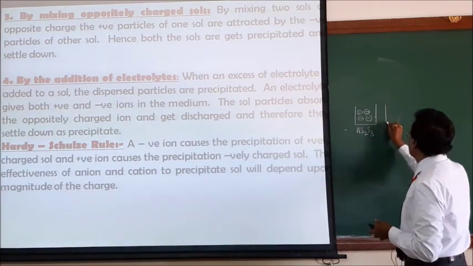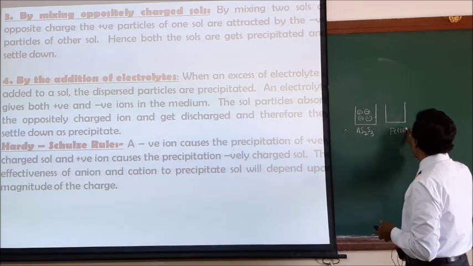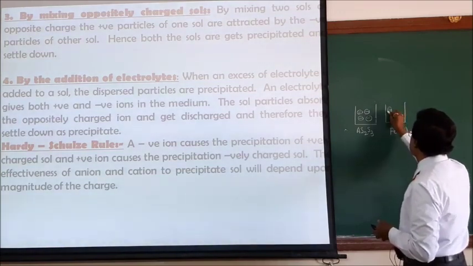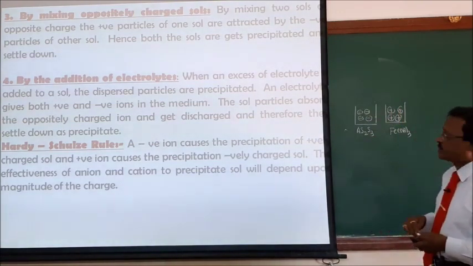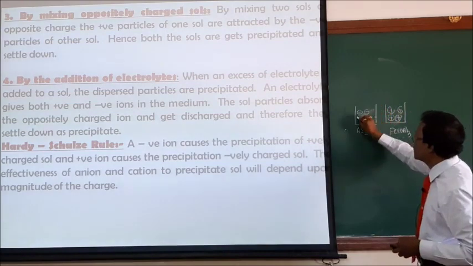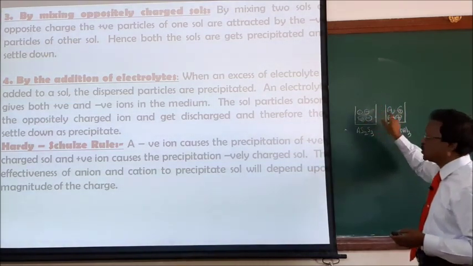Suppose I take ferric hydroxide salt. It contains only positively charged colloidal particles. Suppose we mix these two in equal amounts. What happens? The positive charges neutralize the negative charges. Coagulation occurs by mixing the salts of opposite charges.